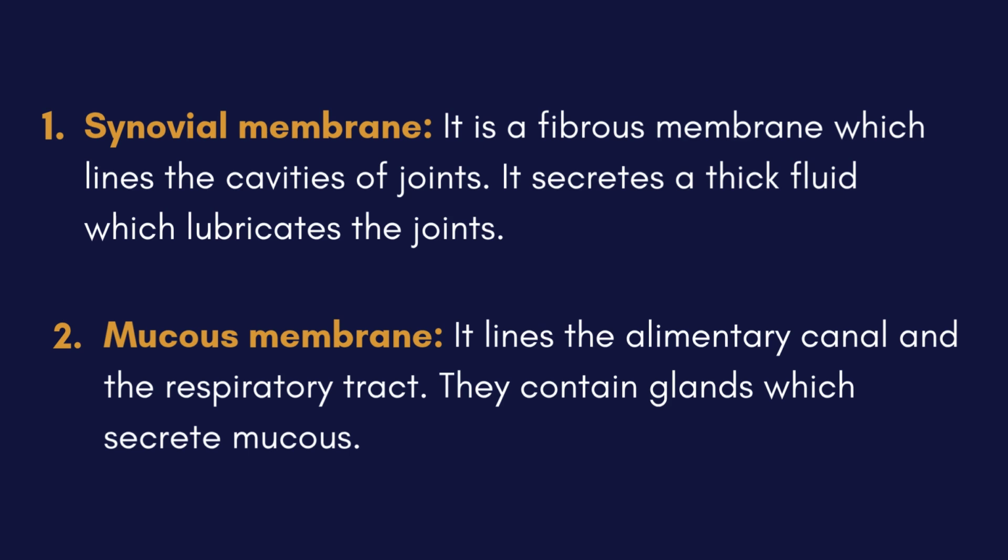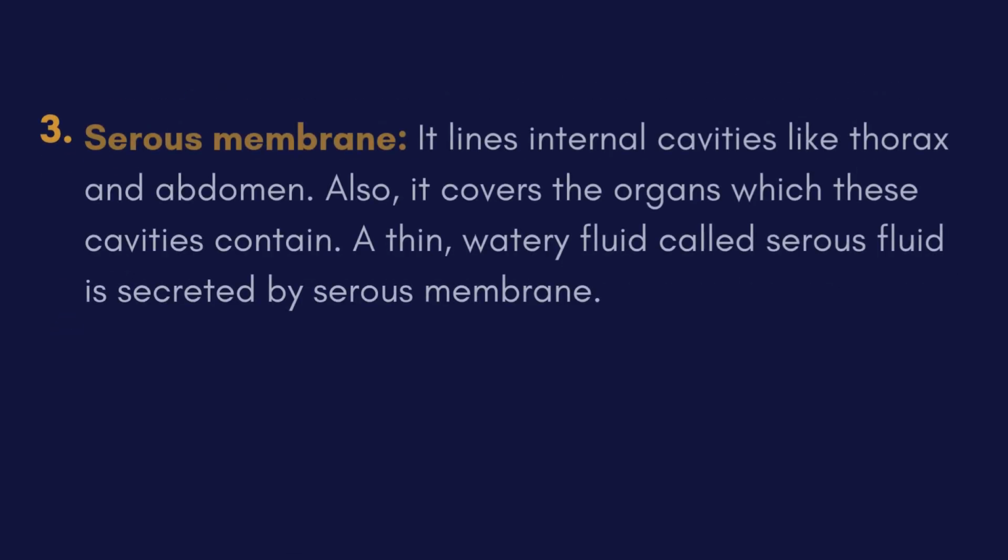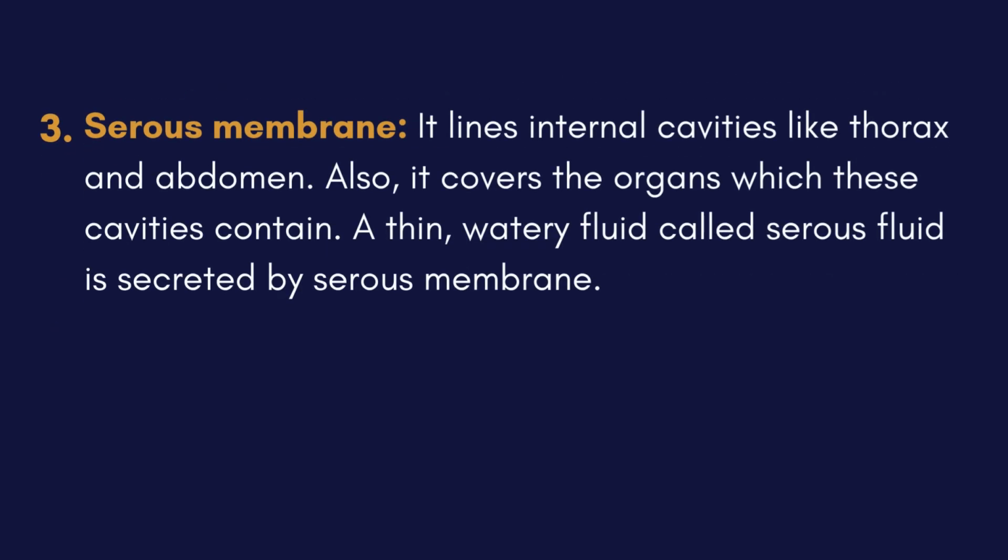Mucous membrane, it lines the alimentary canal and the respiratory tract. They contain glands which secrete mucus. Serous membrane, it lines internal cavities like thorax and abdomen. Also, it covers the organs which these cavities contain. A thin, watery fluid called serous fluid is secreted by serous membrane.